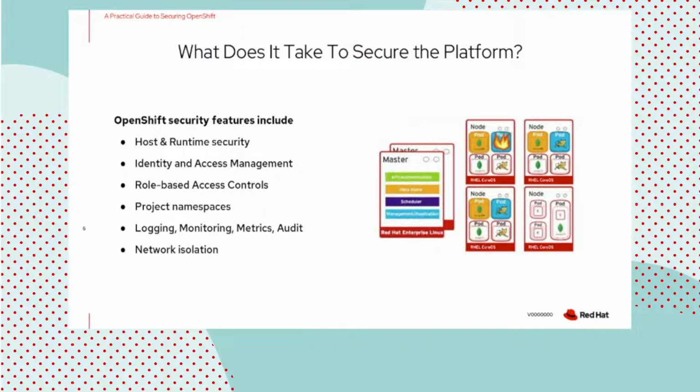So first, let's start with the defend piece. What does it take to secure the platform? As you know, a default install of OpenShift includes 3 masters and 3 nodes. The default install is based on the operating system that we call RHEL Core OS. And securing this piece includes host and runtime security, identity and access management, role-based access control, project namespaces, making sure you have logging, monitoring, and auditing. You have network isolation. So basically ensuring that your operating system is secure and anything that you build on top of the operating system is secure as well.